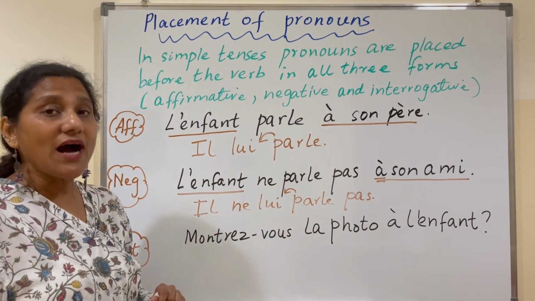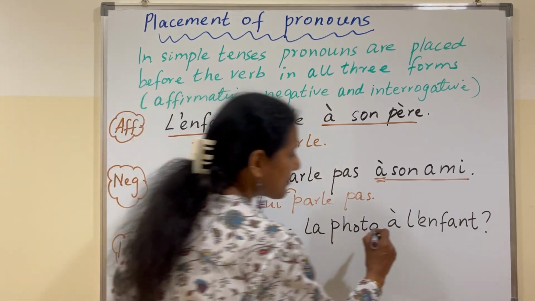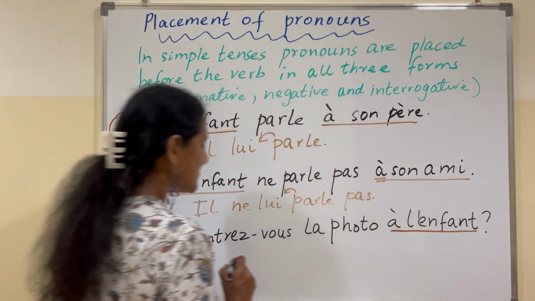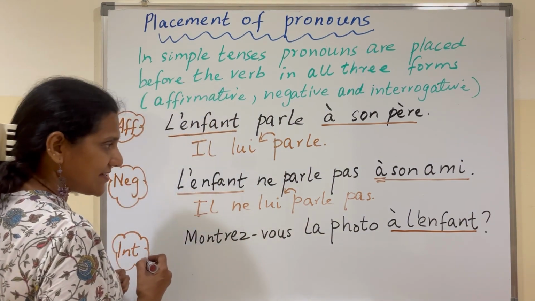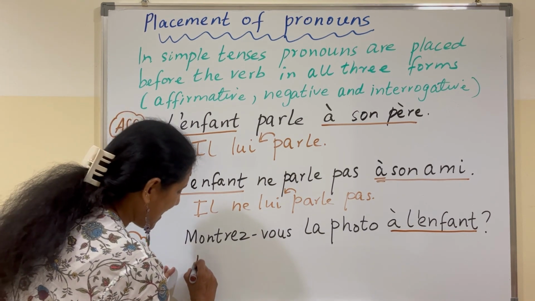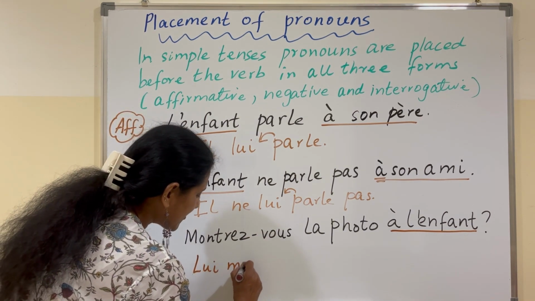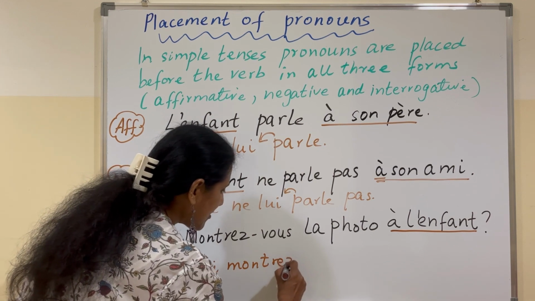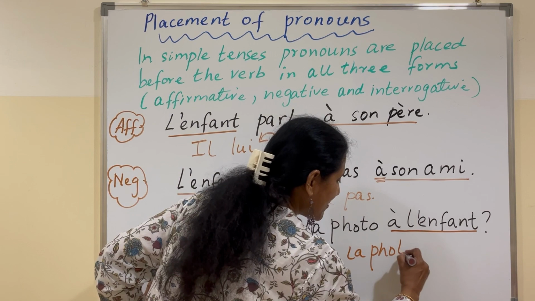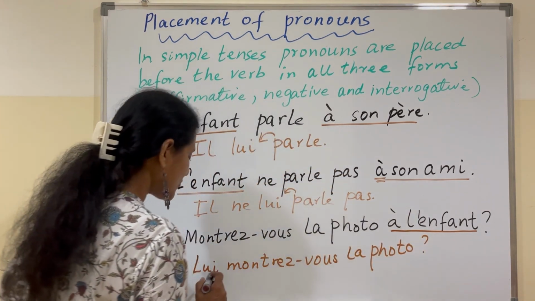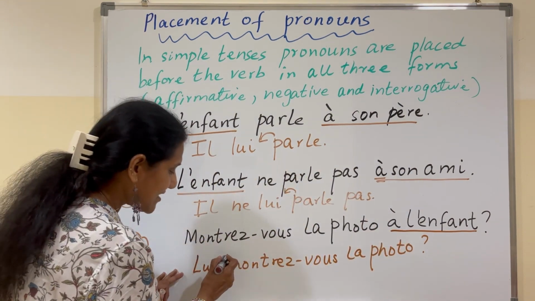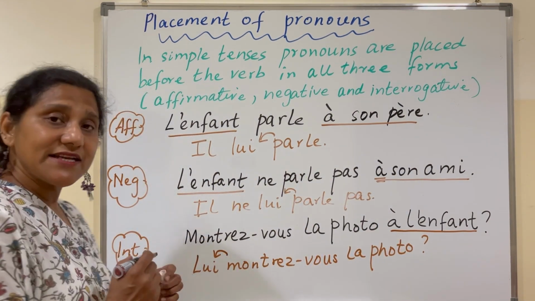Montrez-vous la photo à l'enfant? Now, we are going to replace only the indirect object because there is a preposition plus a person. And where am I going to place it? So, we have to place it before the verb. So, it will be replaced by lui, montrez-vous. And we are not replacing la photo for the timing. When we learn it properly, then we are going to write that. So here we can see that we have placed this before the verb in an interrogative sentence.